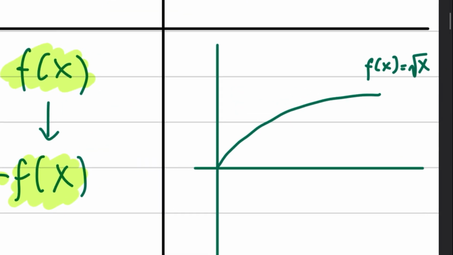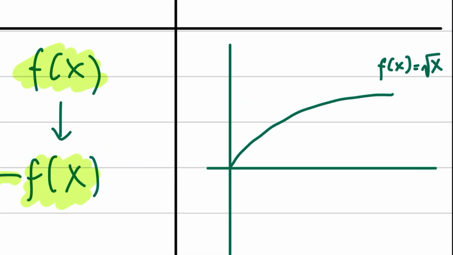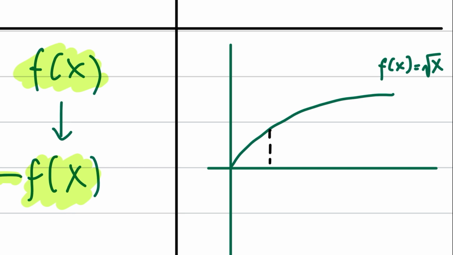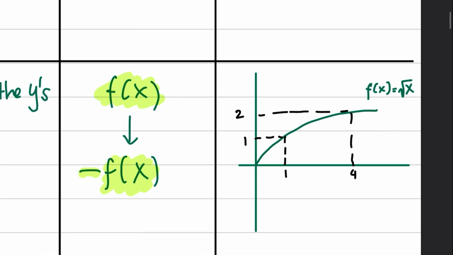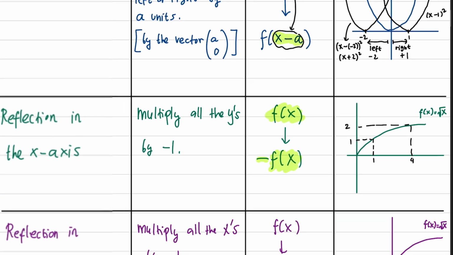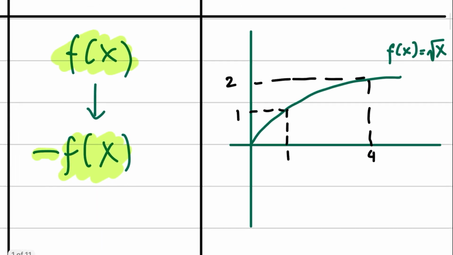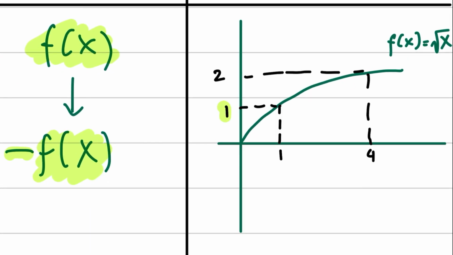Say f(x) equals square root of x. So the y value, let's say this is 1, this is 1. And then we have 4. With square root, you will get 2 here. Now, when you reflect the graph in the x-axis, means that we multiply the y's by negative, but we keep the value of x same. So this is minus 1, this is minus 2. And then the graph will look like this.